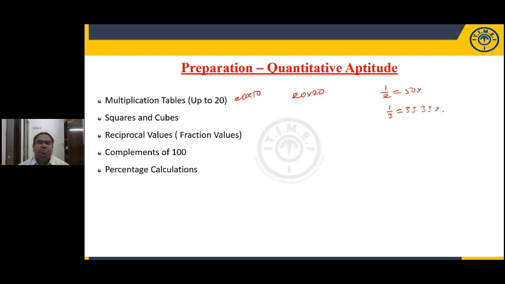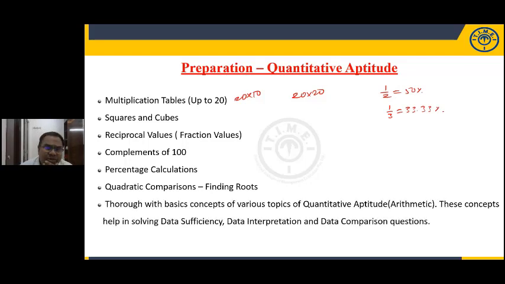Percentage calculations, basic percentage concepts also. Percentage increase, percentage decrease, percentage less, percentage more. What percent of X is Y, X is what percent of Y, what percent of Y is X. Also quadratic comparisons, finding roots. Right? So these basic concepts or various concepts of arithmetic are helpful for you in your DI, DS and data comparison as well.